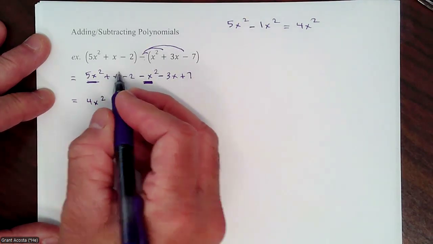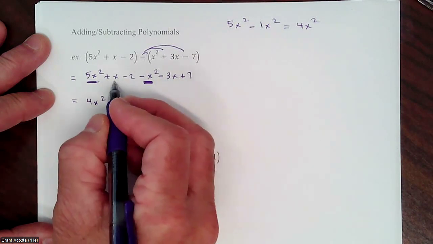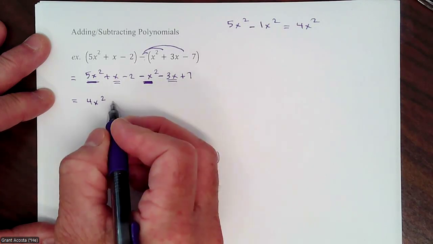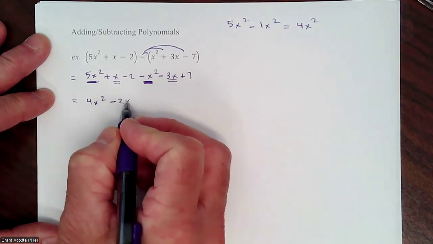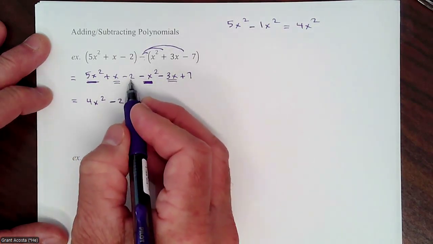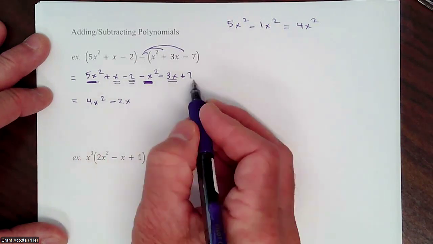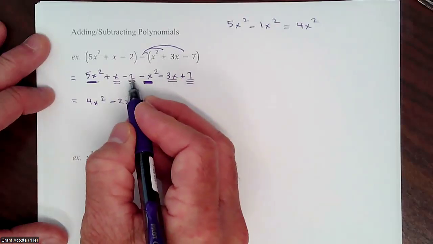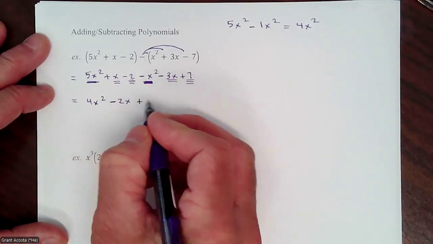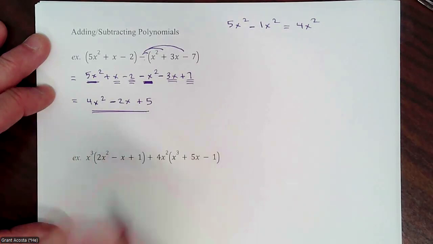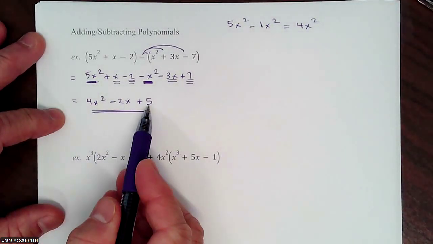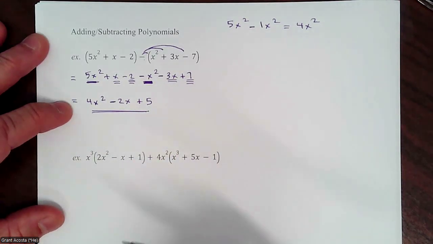Here I have an x to the first and a minus 3x to the first. So these are also like terms. x minus 3x is minus 2x, 1 minus 3. And -2 and positive 7 are both constants. They can be combined as well. So -2 plus 7 gives me plus 5. And again, notice I'm going from highest degree down to lowest degree, which is the standard way to write it.